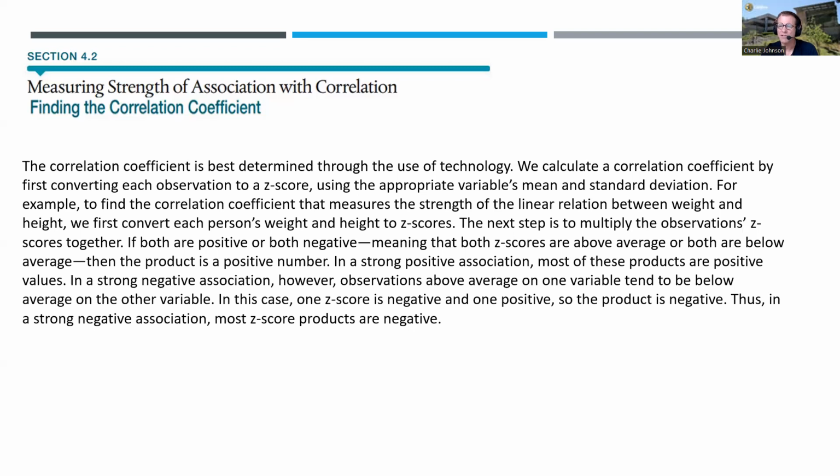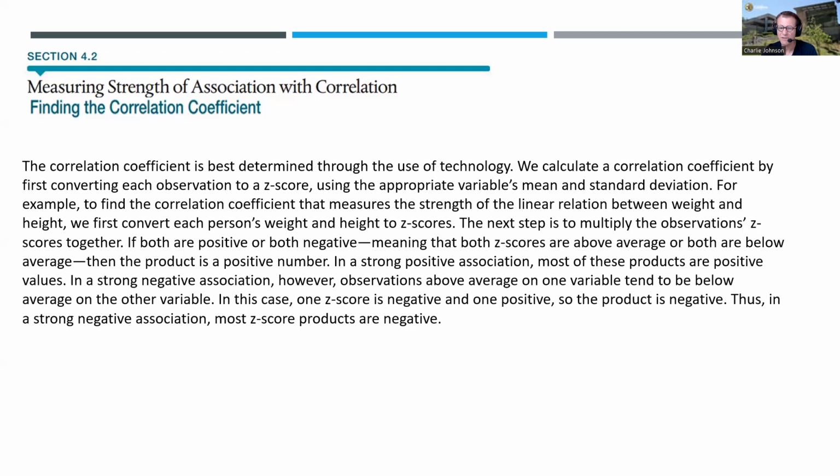The next step is to multiply the observations' z-scores together. If both of the z-scores are positive or both z-scores are negative, meaning that both z-scores are above average or both are below average, then the product is a positive number. In a strong positive association, most of these products are positive values.